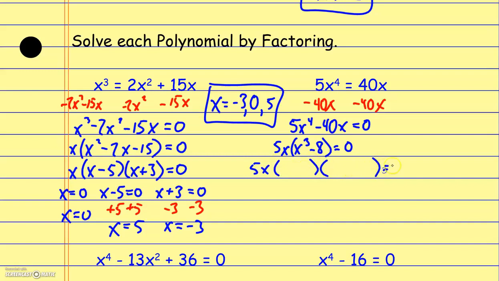So this is one of my SOAP problems. Same, opposite, always a plus. I take the cube root to get the x and the 2. I square the x and get an x squared. I square the 2 and get a 4. I multiply the x and the 2 and get a 2x.